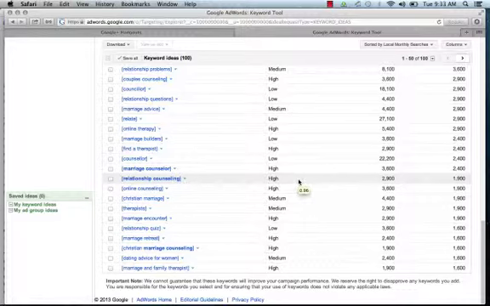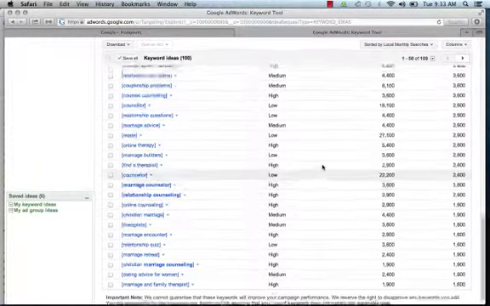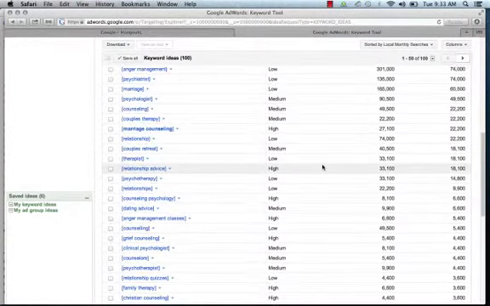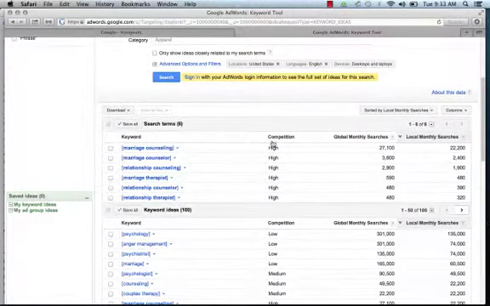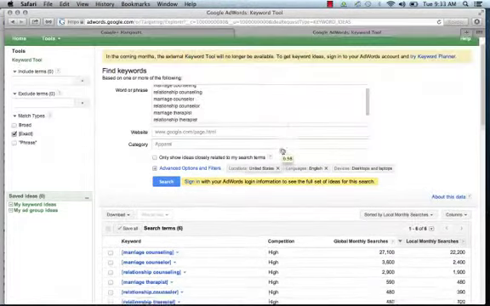Now, lots of good ideas in there, right? This category here, competition that you see, this is actually competition for AdWords. That's competition for advertising. So that's going to give you an idea of how much competition there is for those keywords. So you're going to be paying more money, okay?